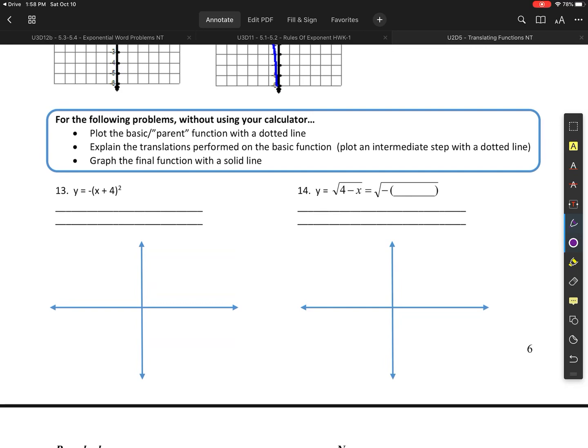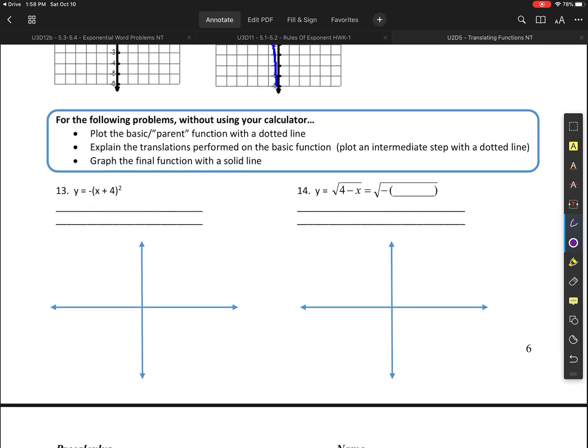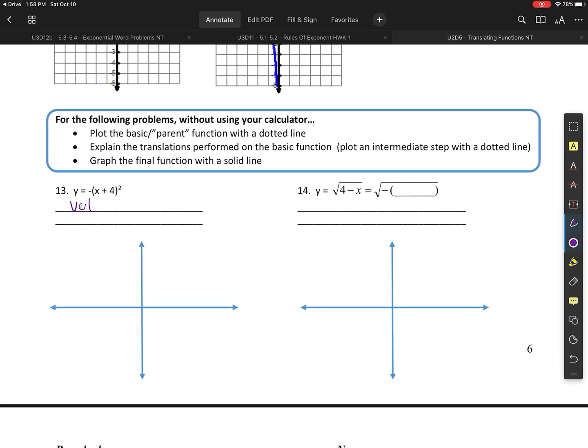All right, so what is this telling me? Negative means vertical flip, left 4. 1, 2, 3, 4. Up, what's my a value? A equals 1, so up 1 over 1, up 1 over 1, and there's my graph.